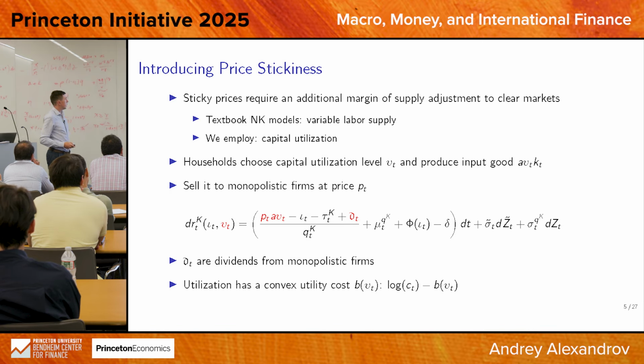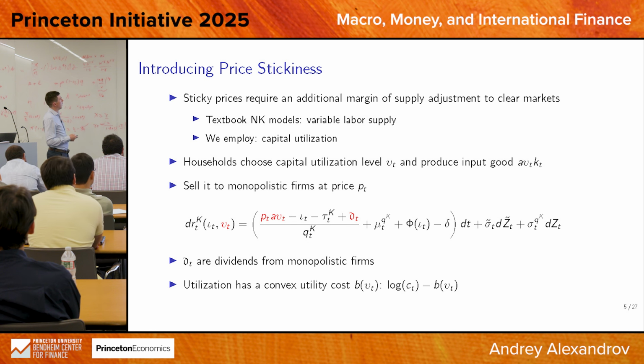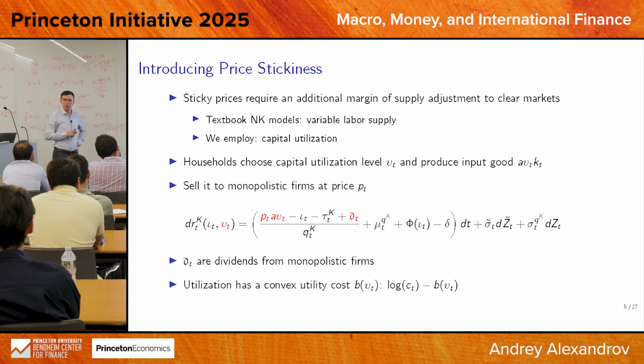The other thing that is going to enter is that we want to have some reason for households not to utilize capital all the way. So again, in the textbook model, you have this utility of working, so that prevents you from working indefinitely. Here we're going to have this utility cost associated with capital utilization. So the flow utility is going to be log consumption minus some convex function of utilization.